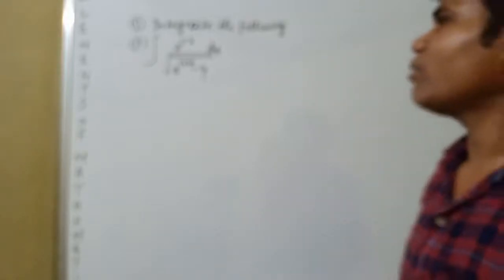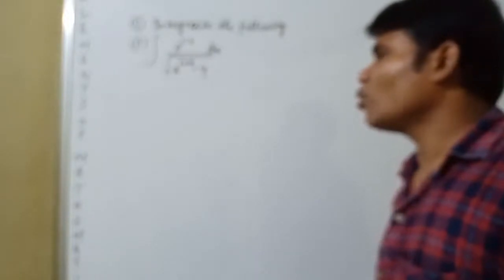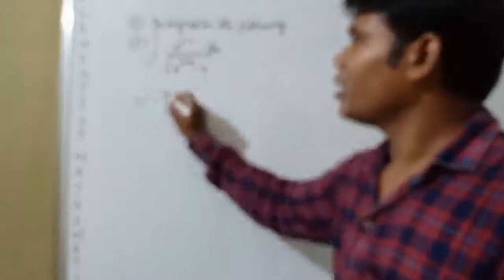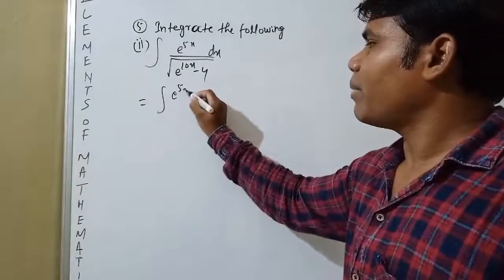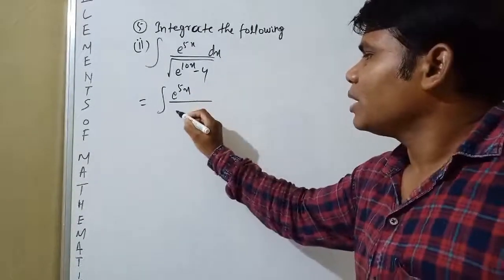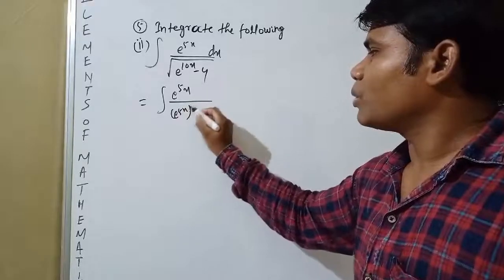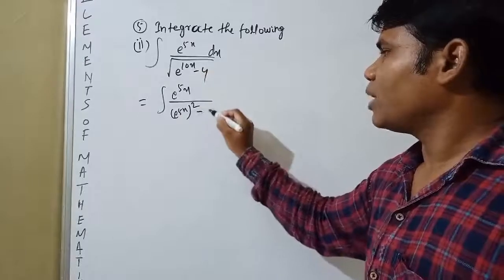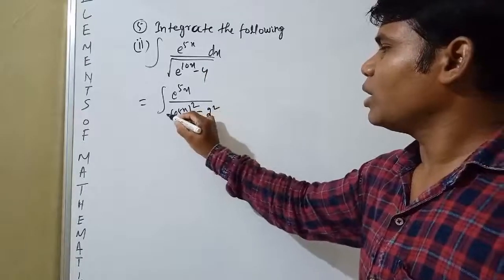Now you see the next question. Integrate the following. The question is given: e to the power 5x dx by root over e to the power 10x minus 4. You see, integration of e to the power 5x and divide e to the power 5x whole square. Okay, 5 into 2, 10x. You see, 4 means 2 square. Here you put root over.